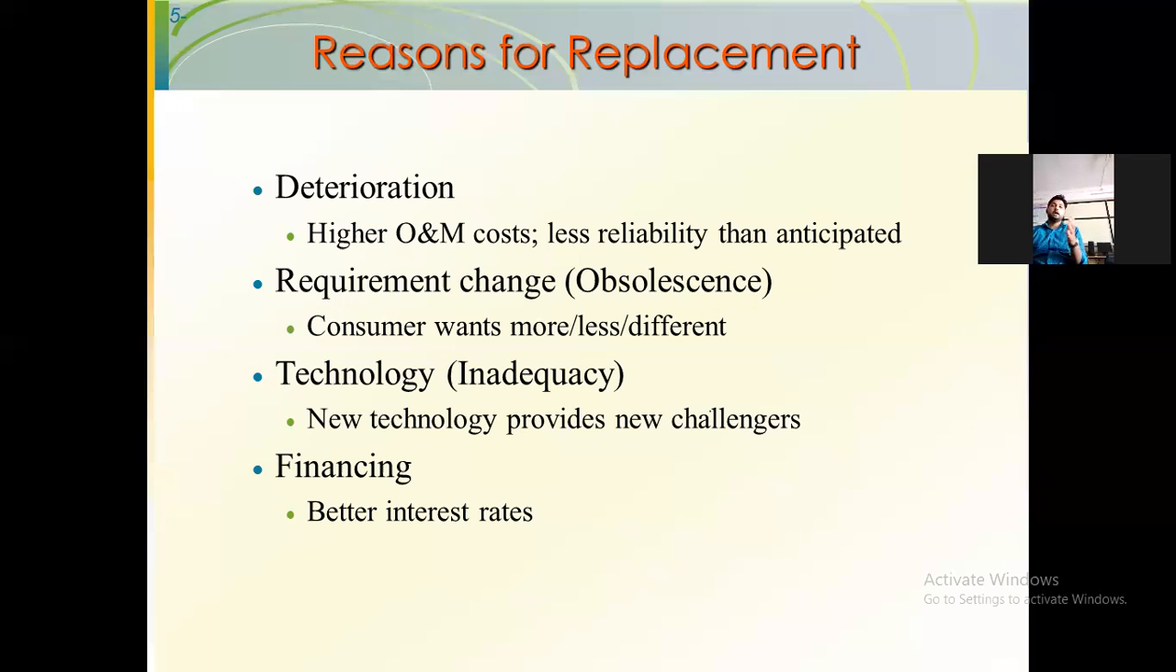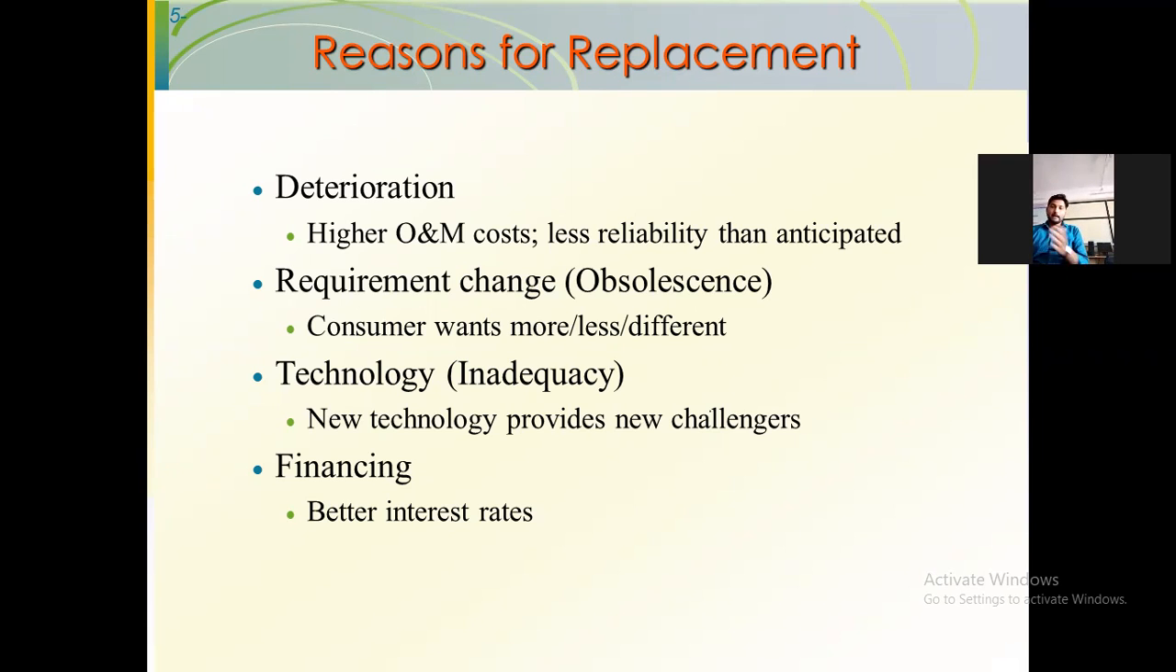Okay, so here is the question of deterioration. Deterioration means that particular machine is not performing its task with 100% efficiency or the maximum efficiency, or you are not getting the proper quality product from that particular machine. So that is nothing but deterioration.